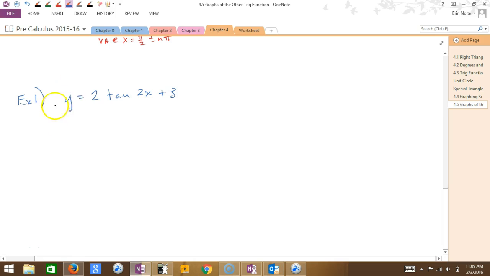Okay, here we go. So first thing I want to list is my amplitude. What is my amplitude? 2. Then I go to my period. So 2 pi divided by b. What's my b value in this case? 2. So what is my period? Pi.